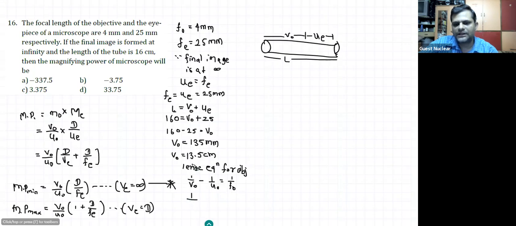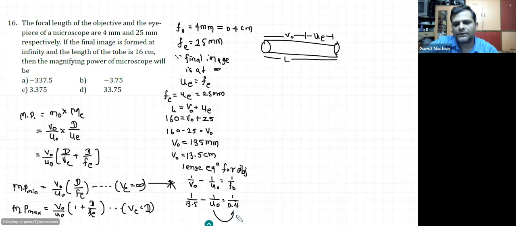First we have to decide whether to keep it in centimeter or millimeter. Let us keep it in centimeter. So it will be 1 upon 13.5 here, which is minus 1 upon UO. UO is what we have to find, and that is equal to 1 upon FO, where FO is again 4 millimeter. But again, don't forget to convert it into centimeter. So 4 millimeter means it will be 0.4 centimeter. Or it's okay if you just keep it in millimeter only. So here it will be 0.4. Okay, and then we can solve this.